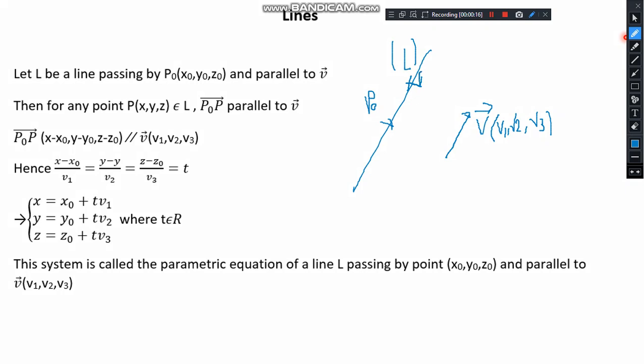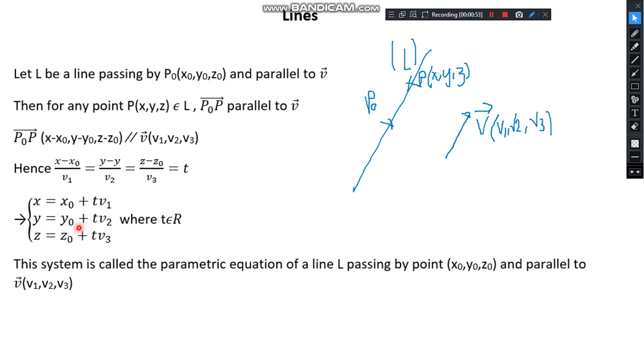The components of P are x, y, z, where P0 has known components x naught, y naught, z naught. So if you want to find the components of the vector P0P, it is x minus x naught, y minus y naught, z minus z naught. Since it is parallel to vector v, we know in that condition (x minus x0) over v1 equals (y minus y0) over v2 equals (z minus z0) over v3 equals t. So if you solve each one, x will be v1t plus x0, y will be v2t plus y0, and z equals v3t plus z0.